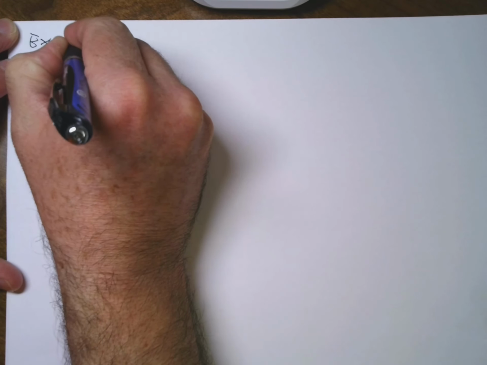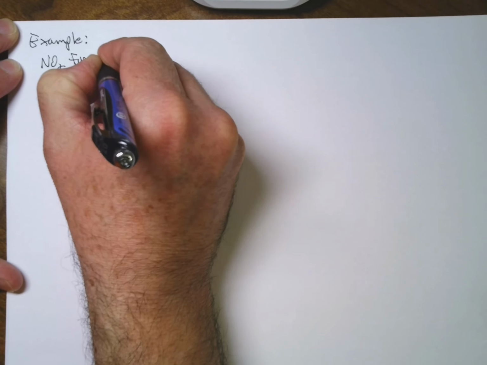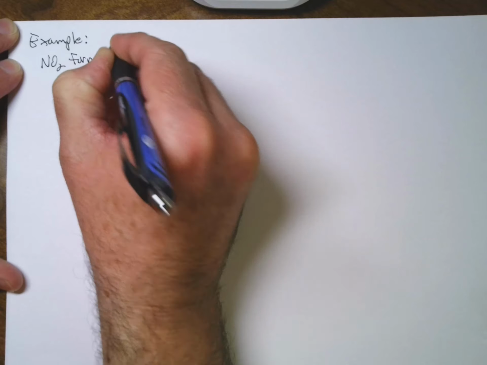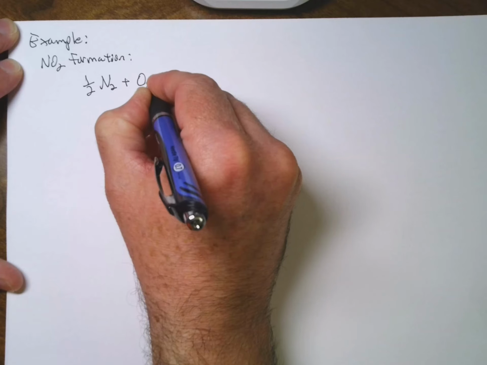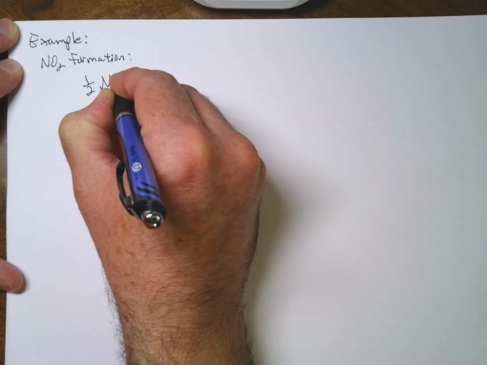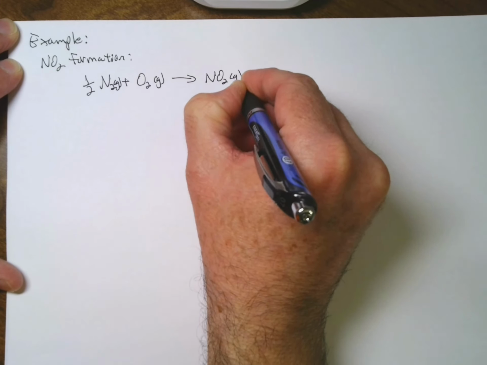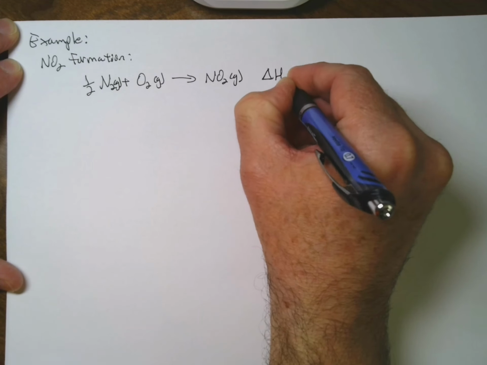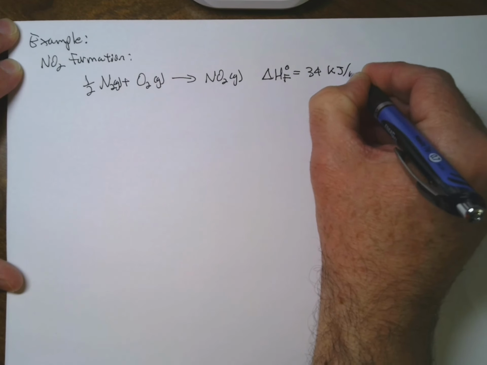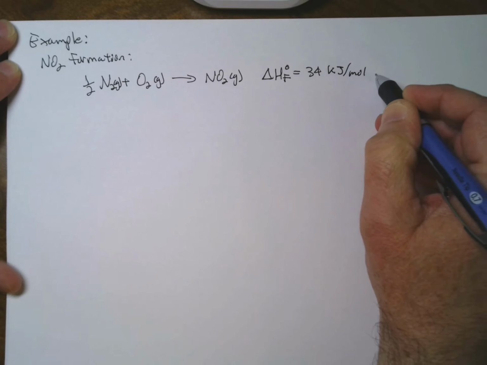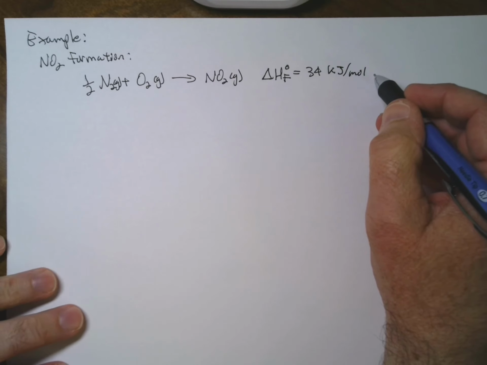Example: NO2 formation. We have half a mole of N2 plus 1 mole of O2. These are gases. They react to give NO2 gas. Our delta HF naught equals 34 kilojoules per mole. And again, this is per mole of product with the product in its standard state.